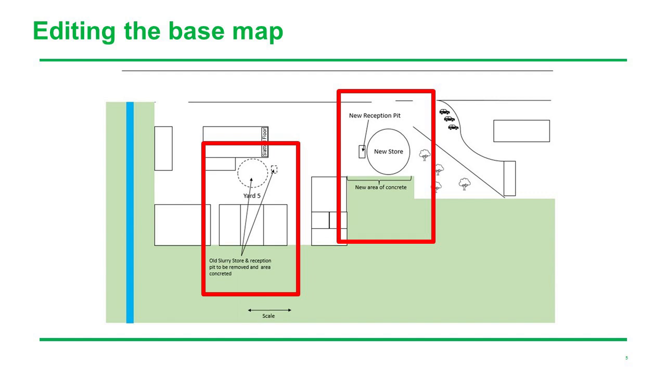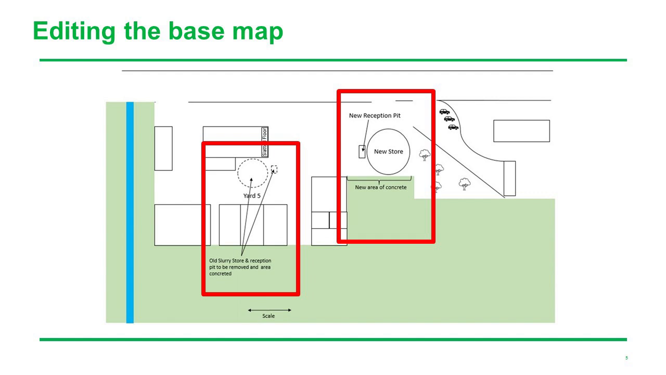Your site plan must show the site as it will be when the project is complete. The image you can see is the updated base map, which now shows a proposed new store and reception pit. It also shows an existing underground slatted floor store and clearly indicates which features will be removed as part of the project. These are highlighted on the base map in red. You should start to edit the base map in the following ways.